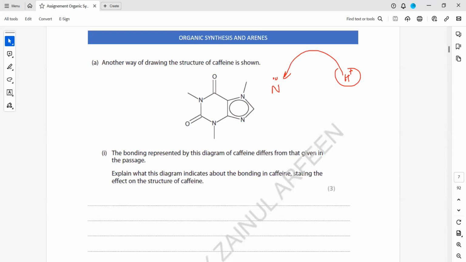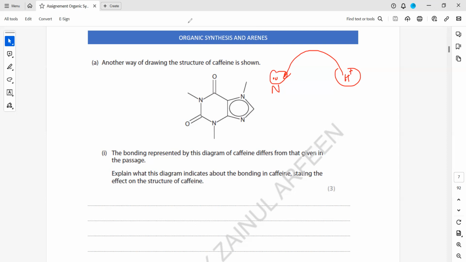So alkalinity depends on the tendency to accept a proton. But in caffeine, the lone pair of the nitrogen is involved in the bonding with carbon, forming a delocalized system. So the lone pair is incorporated into the delocalized electrons, which reduces the tendency of caffeine to attract the proton. That's why it becomes a weak base.